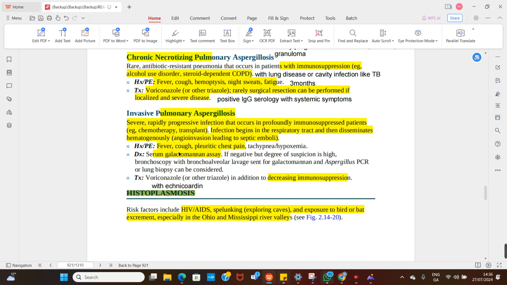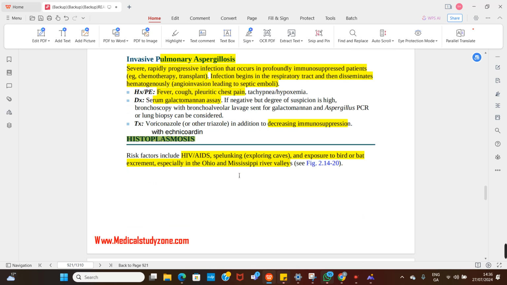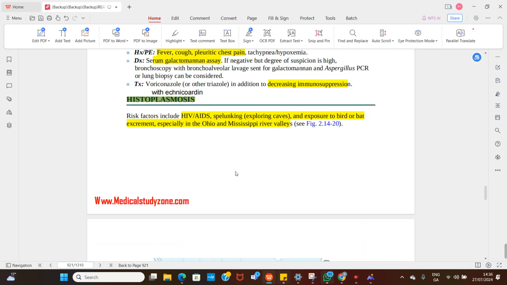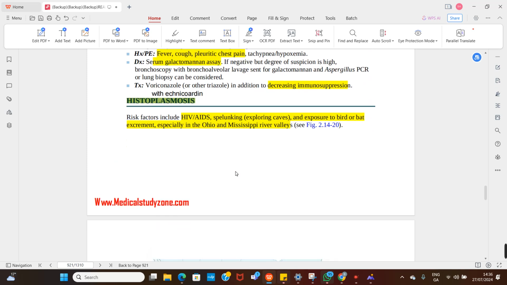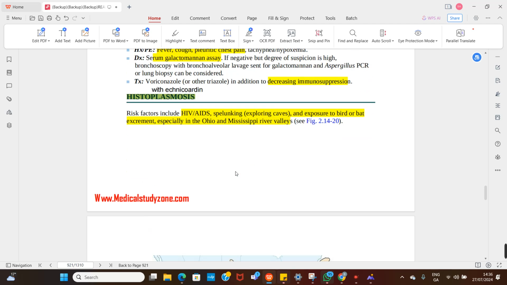Sorry, Chief, one more thing. This air crescent sign that you see, you see it both in aspergilloma and pulmonary aspergillosis? Yes, because it's indicative of a chronic aspergilloma. You see it in both of them, but it is a symptom that will help you differentiate between them. Okay, but let's continue. Let's just do histoplasmosis and we stop.